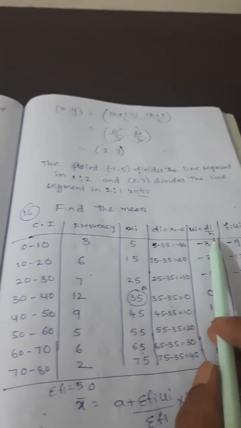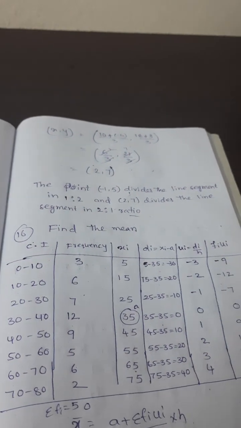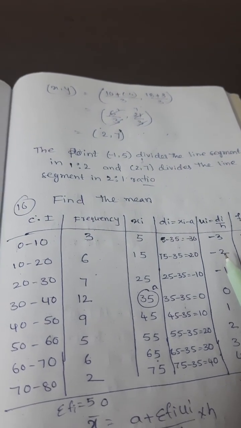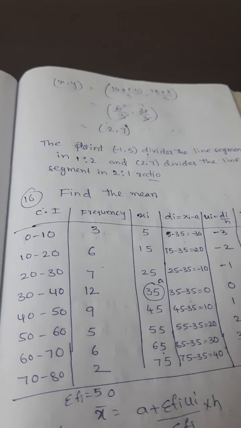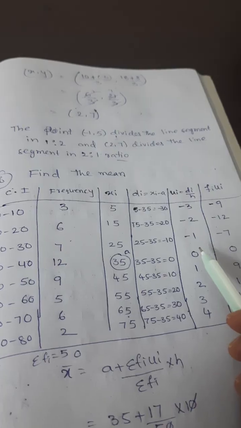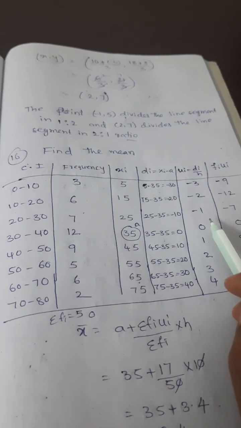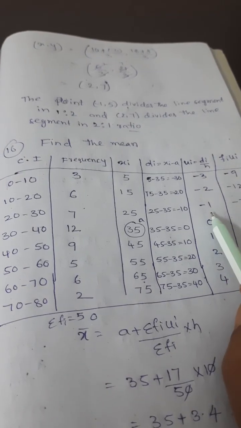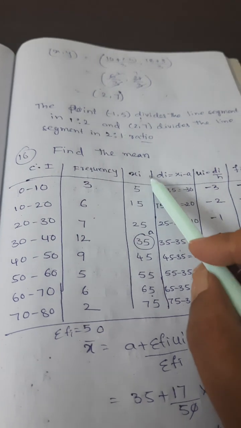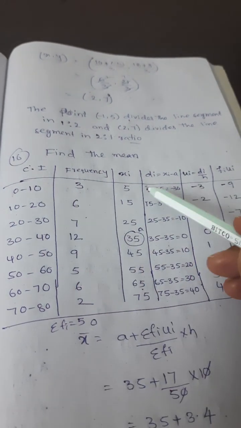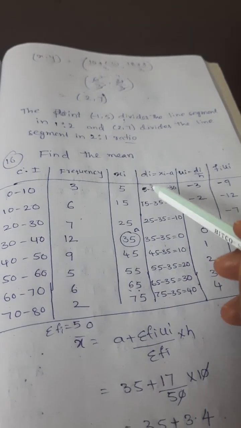There is not any type given, so we can find the mean by any method: direct method, step deviation method or assumed mean method. It is easy to find with the step deviation method, so for calculation purposes it is very easy. So I am taking here the step deviation method. We should first find the class mark. This is the class mark, the mid values of the class intervals. We will get the class marks and di values.